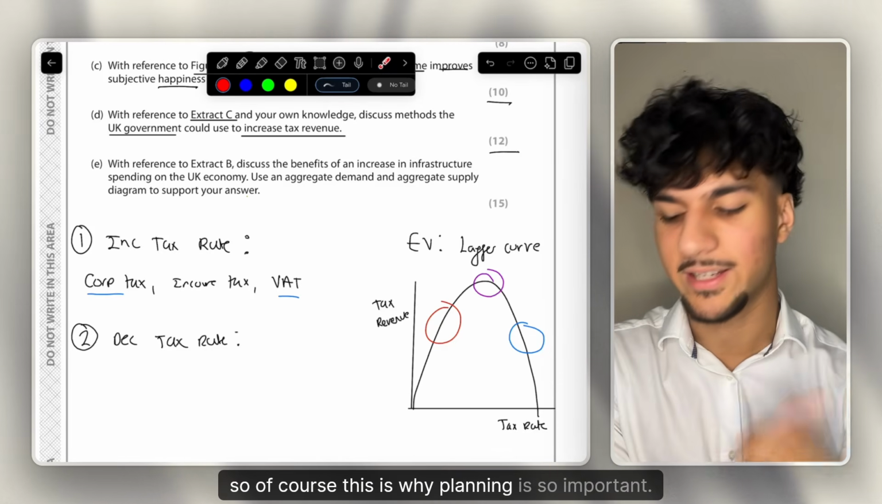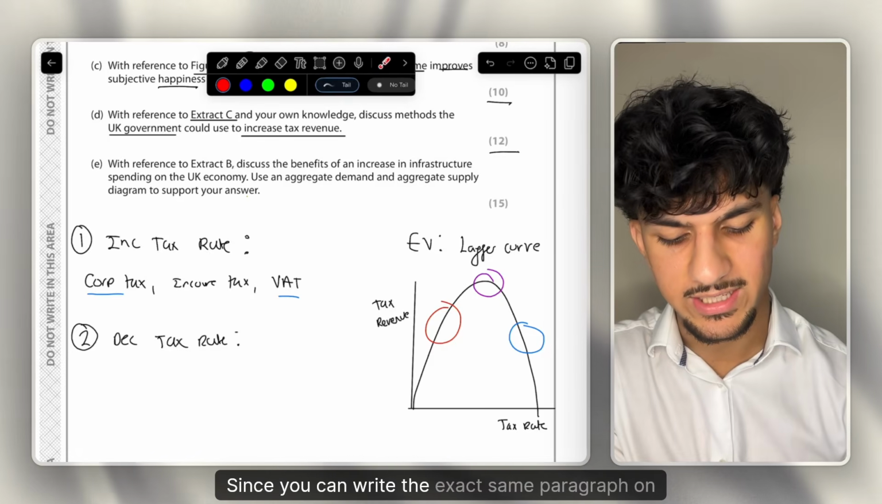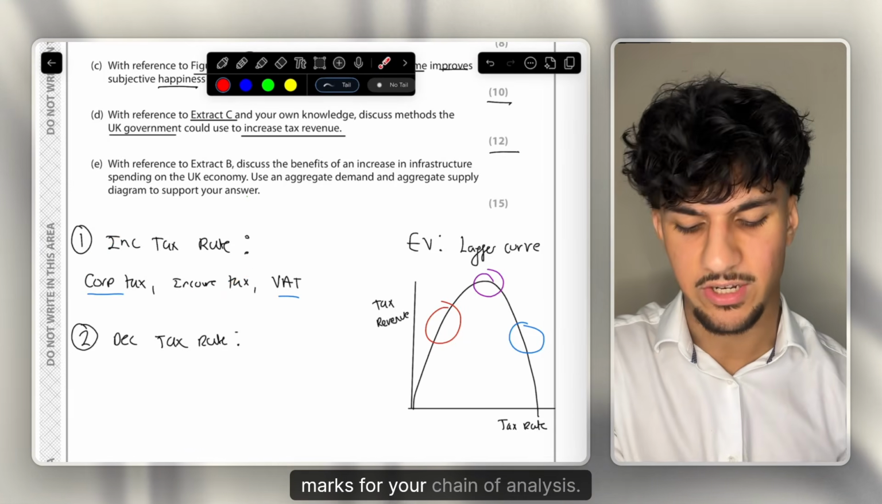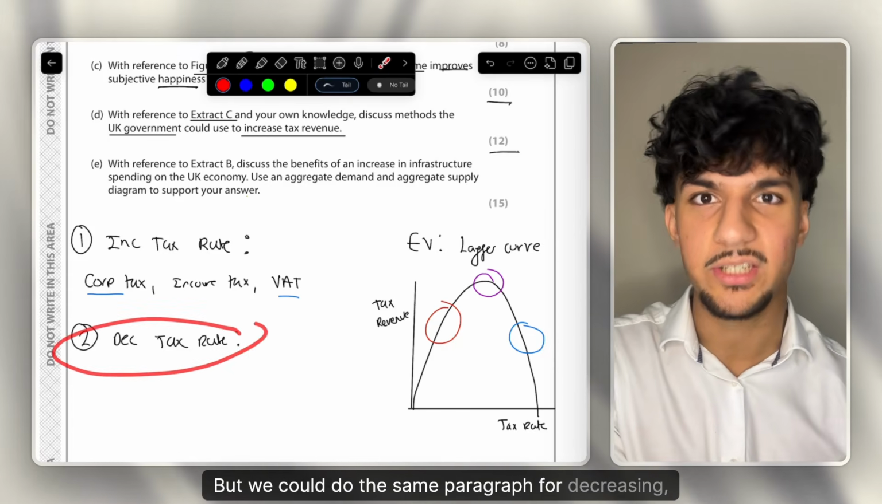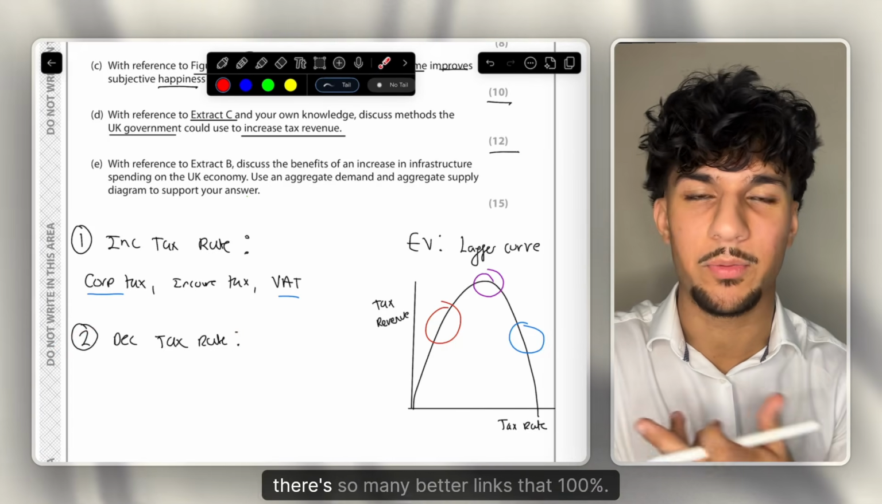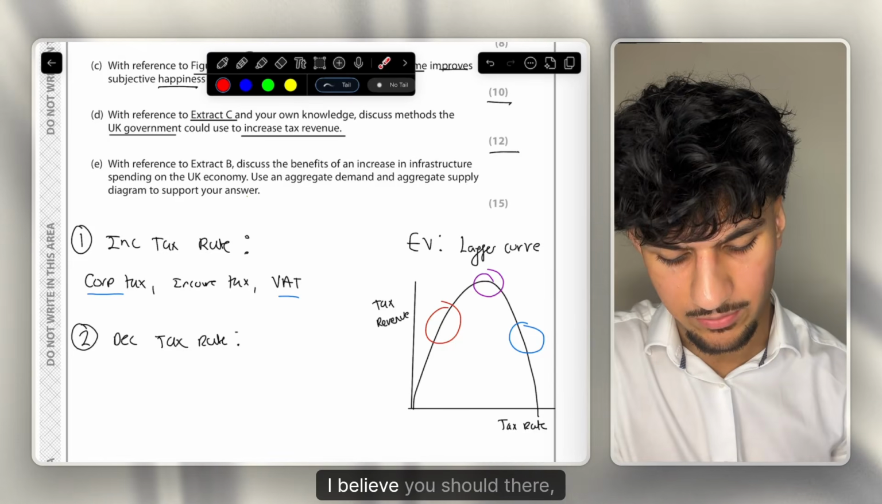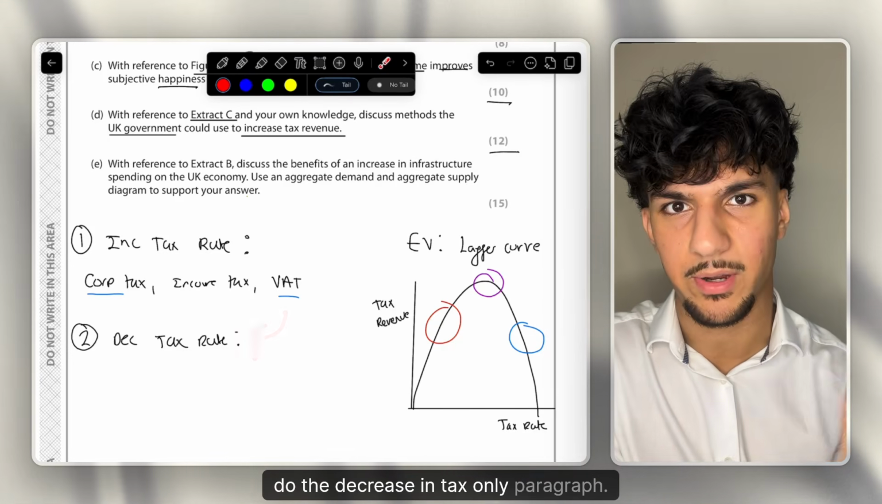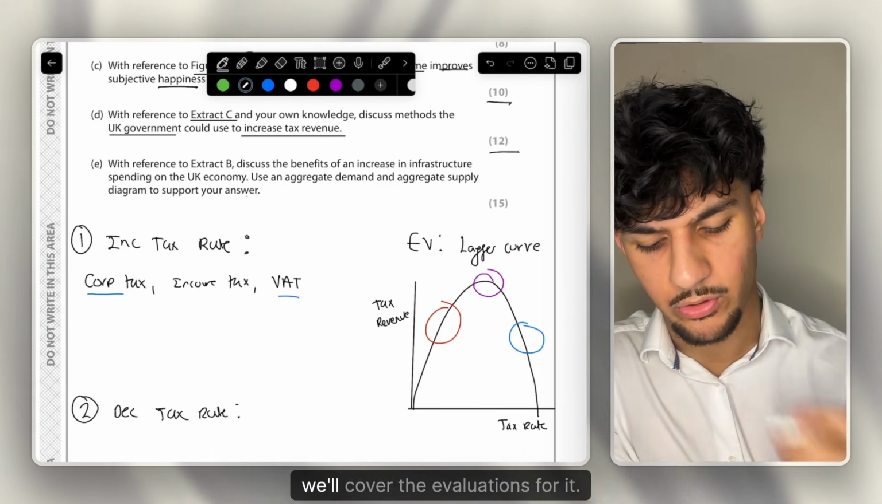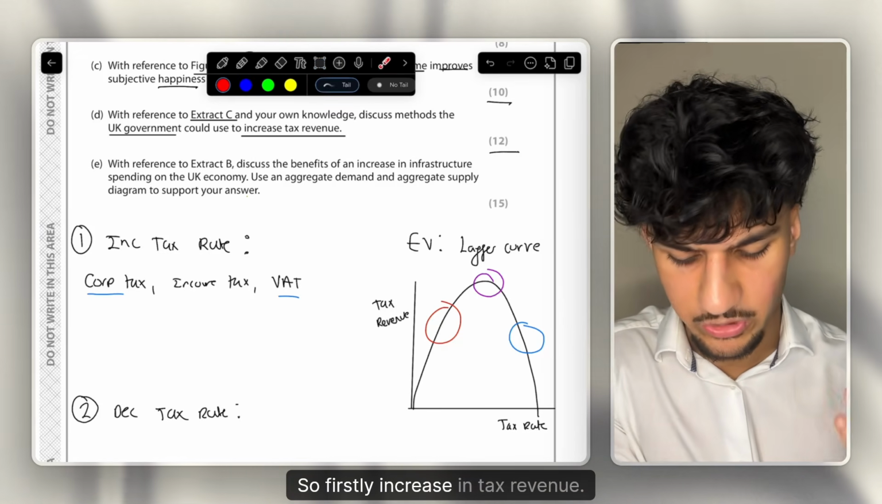Of course, this is why planning is so important, since you can write the exact same paragraph on increased corporation tax and not pick up many marks for your chain of analysis. We could do the same paragraph for decreasing tax rates, and there's so much more chain of analysis. There's so many better links that I 100% believe you should do the decrease in tax rate paragraph. But we'll go through evaluations for them both, just to make sure whatever paragraph you did, we'll cover the evaluations for it. So firstly, increase in tax revenue.